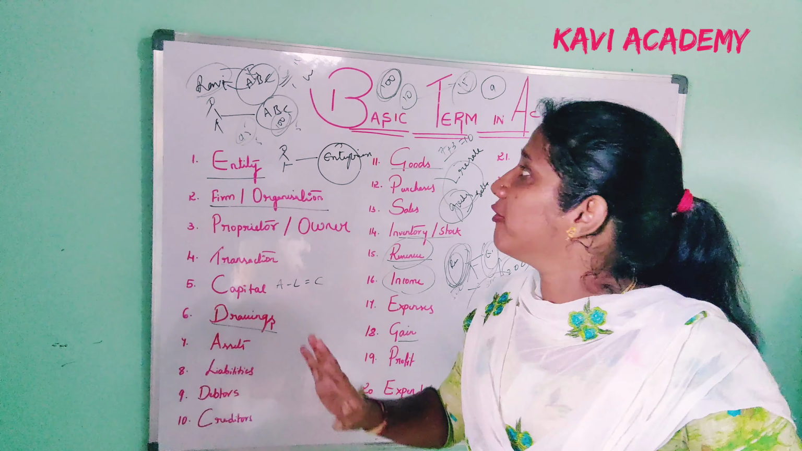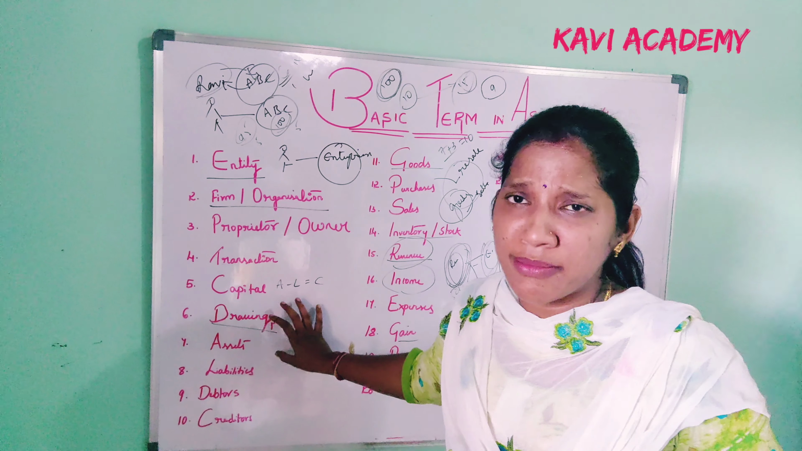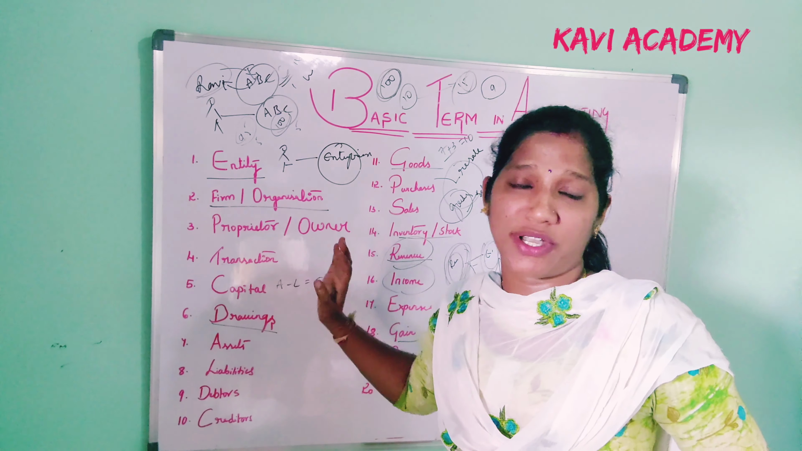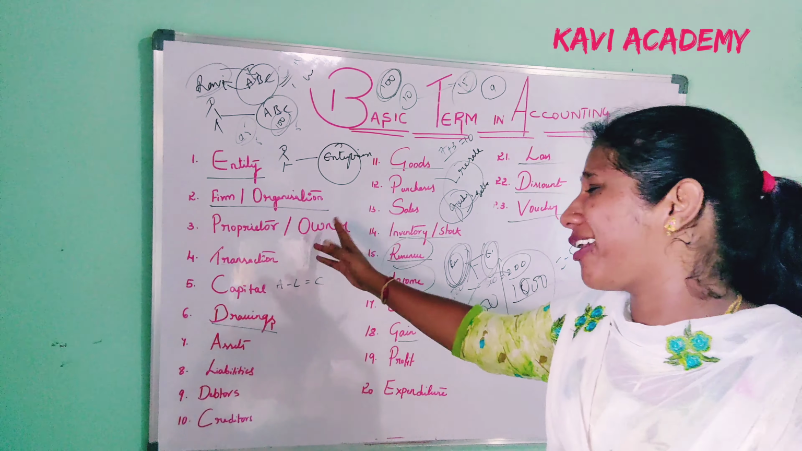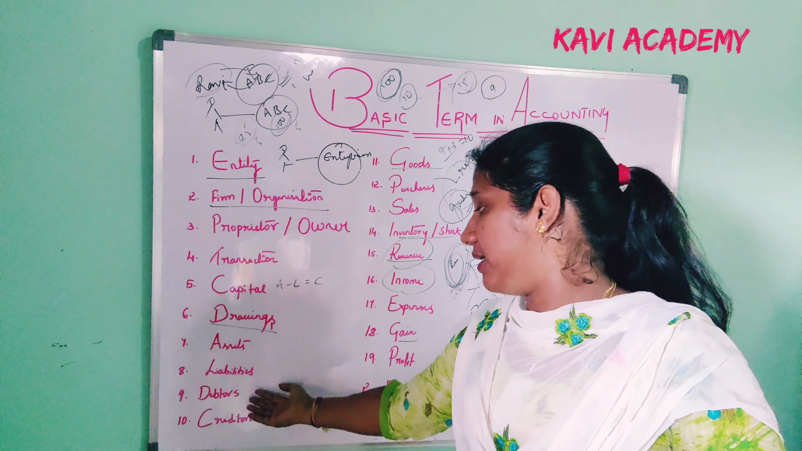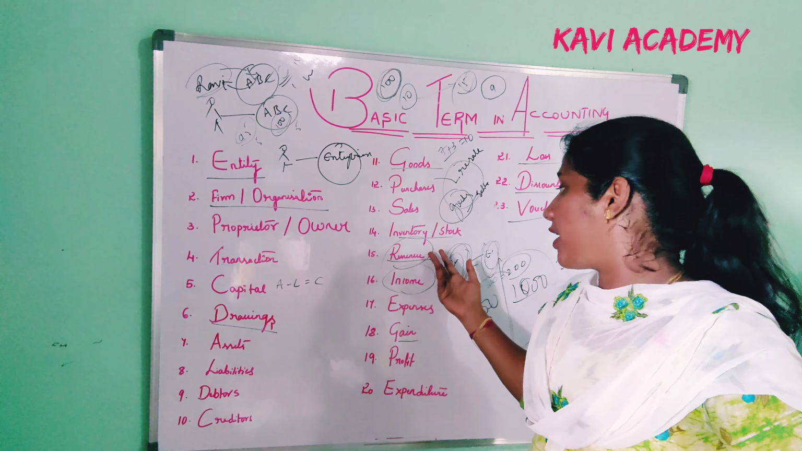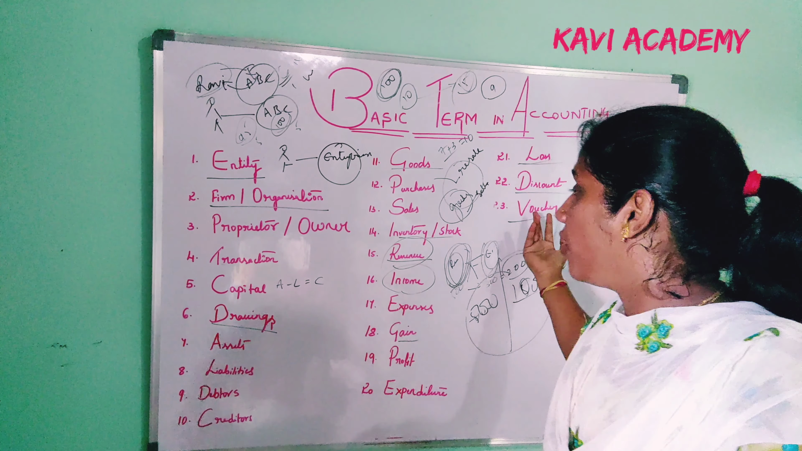I think you understand the basic terms in accounting. You have to learn these, because these words are repeated again and again in your accounting journey. Entity, forms of organization, proprietor or owner, transaction, capital, drawing, assets, liability, debtor, creditor, goods, purchase, sales, inventory, stock, revenue, income, expenses, gain, profit, expenditure, loss, discount, voucher.